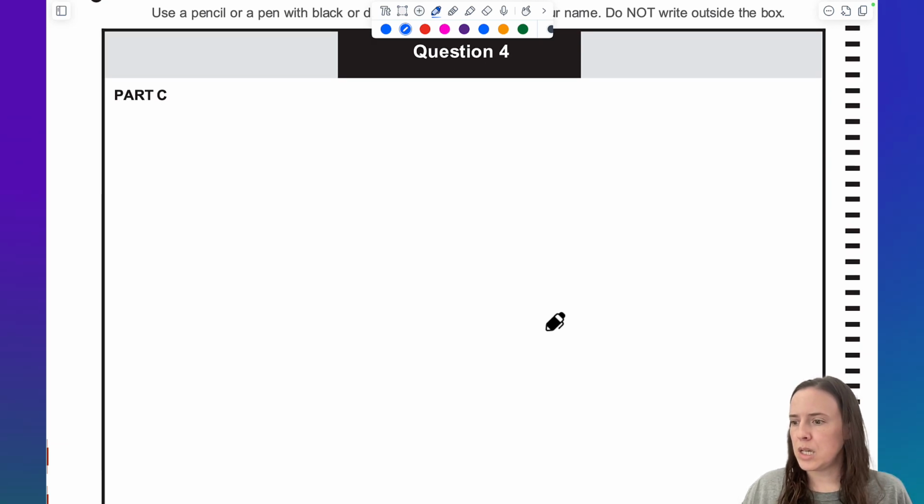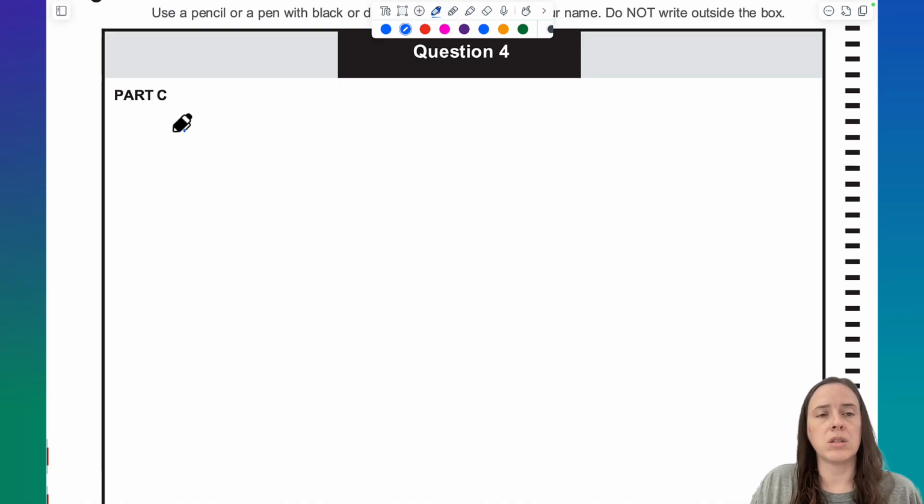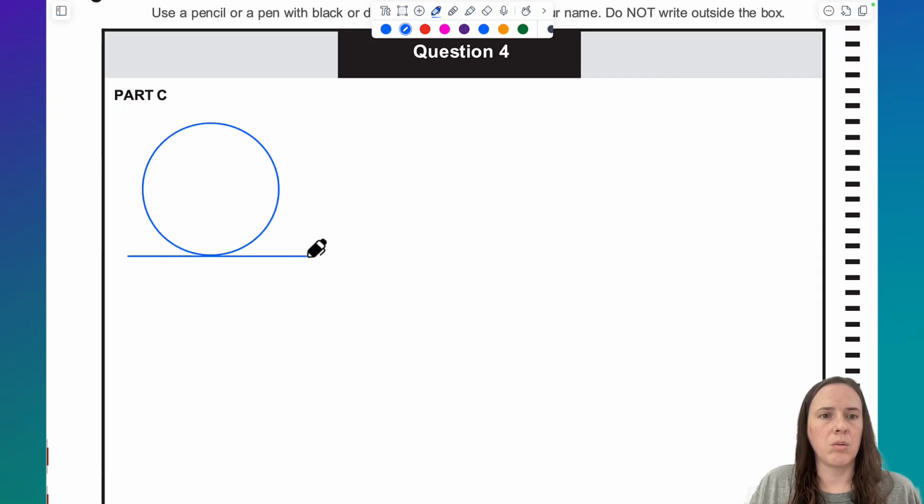All right, for part C. Part C says, okay, in a third scenario, now the unicycle is placed on the ground such that the unicycle can move forward without the wheels slipping on the ground. So I'm just going to draw that little situation. So now we're on the ground. We're going to roll without slipping this time.